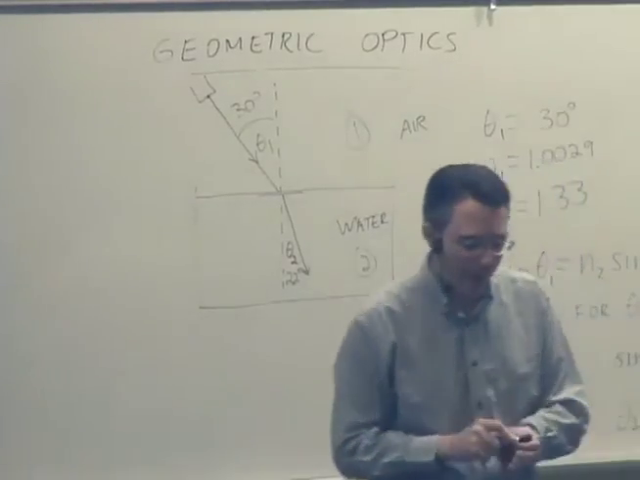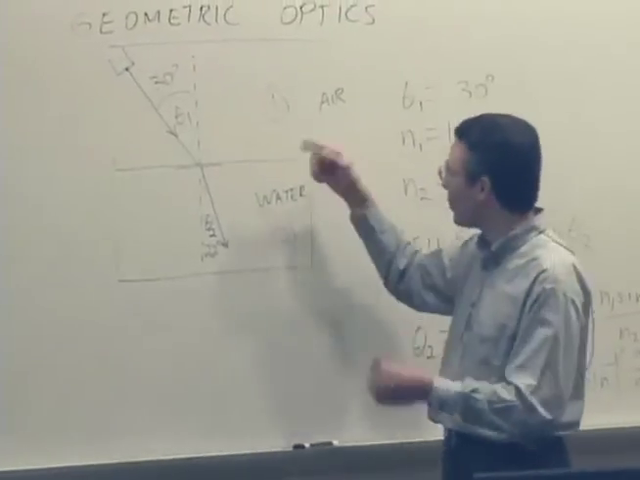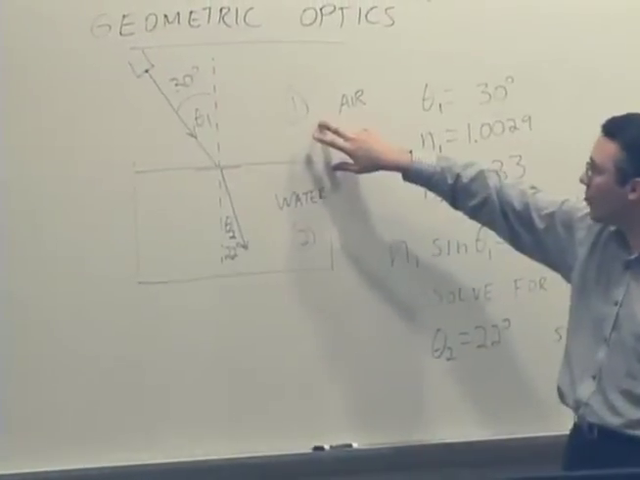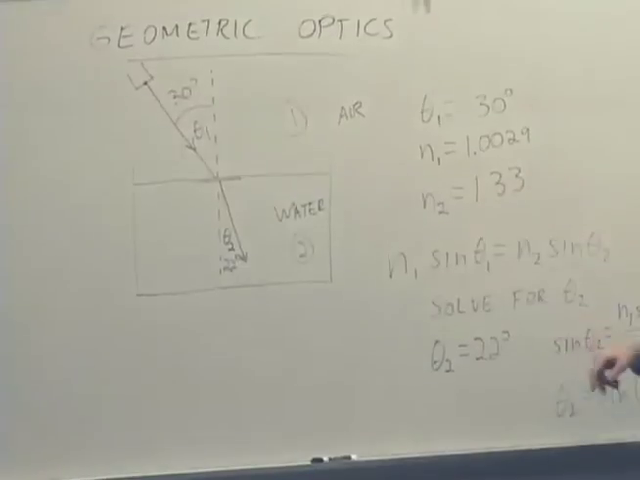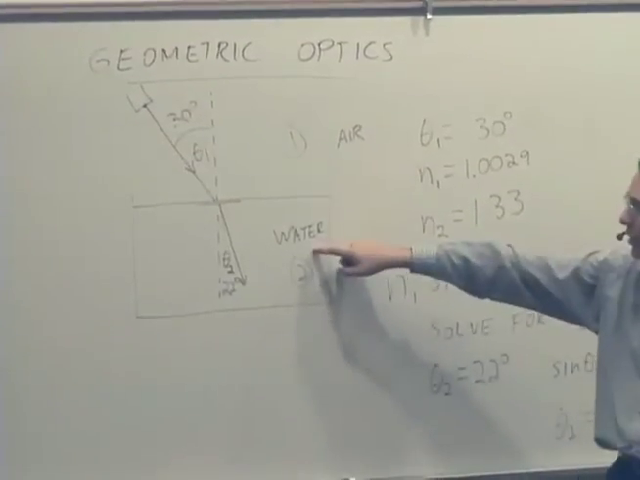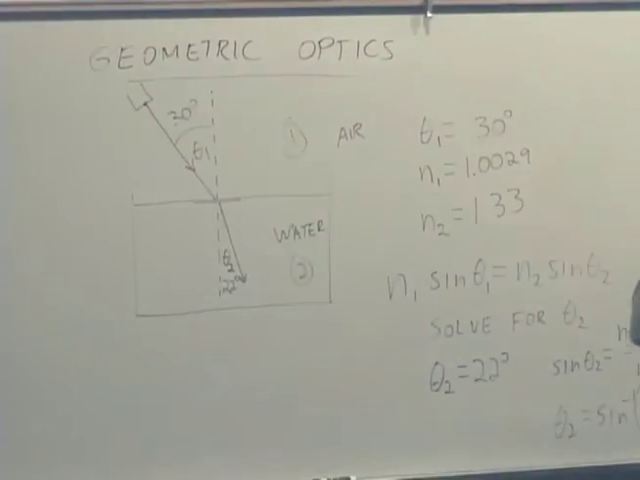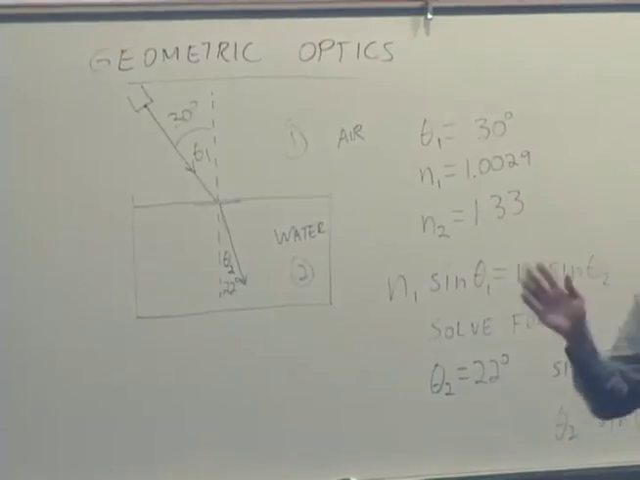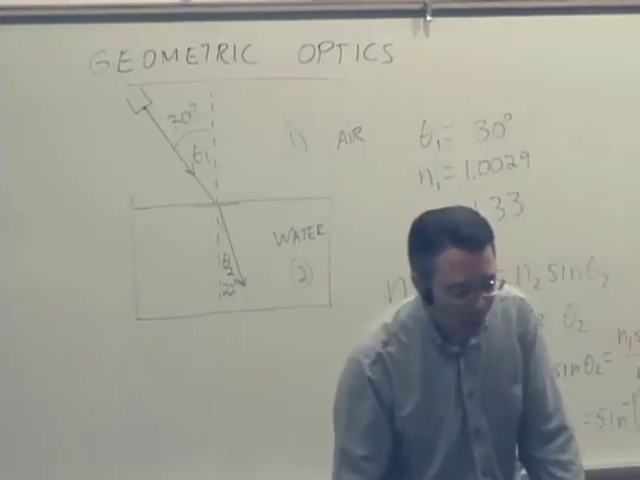Well, so let's just recap. We went from a low index of refraction, air is only 1.0029, to a higher index of refraction, and we saw that the light ray gets bent toward the normal. And you could show that's a general result.